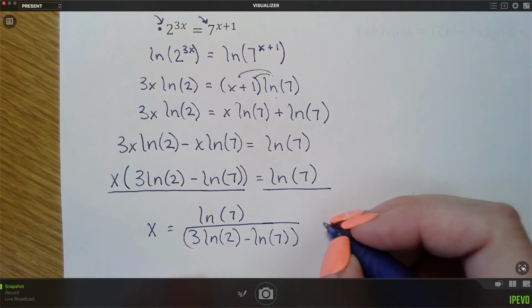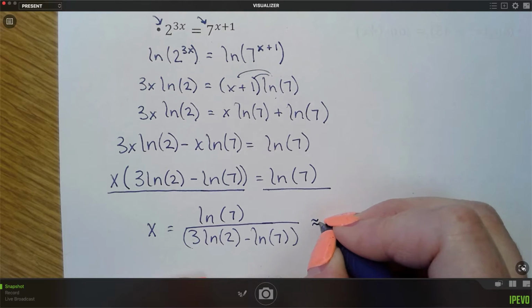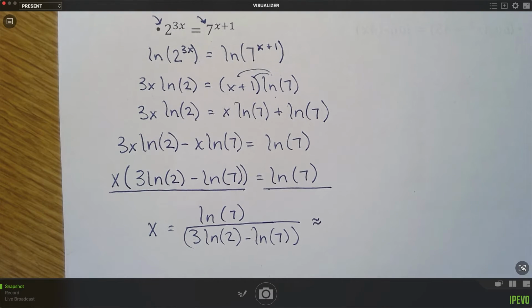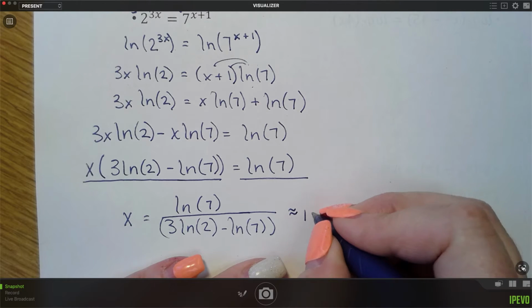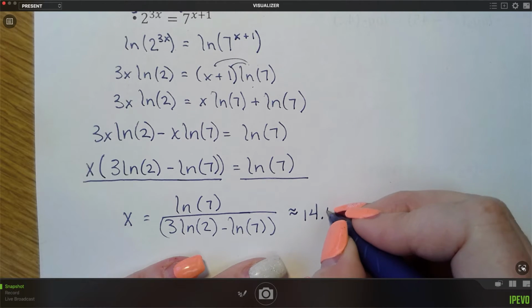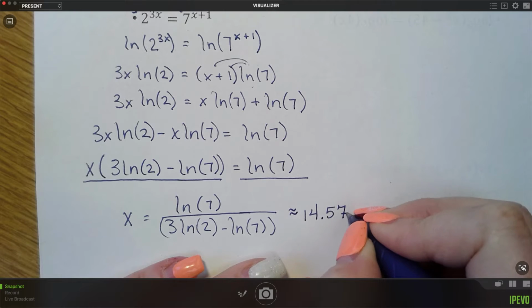Well, then you can put it in your calculator. Like on the test, if you didn't have a calculator, that would be your final answer. If you put it in your calculator correctly, you should have approximately 14.57.